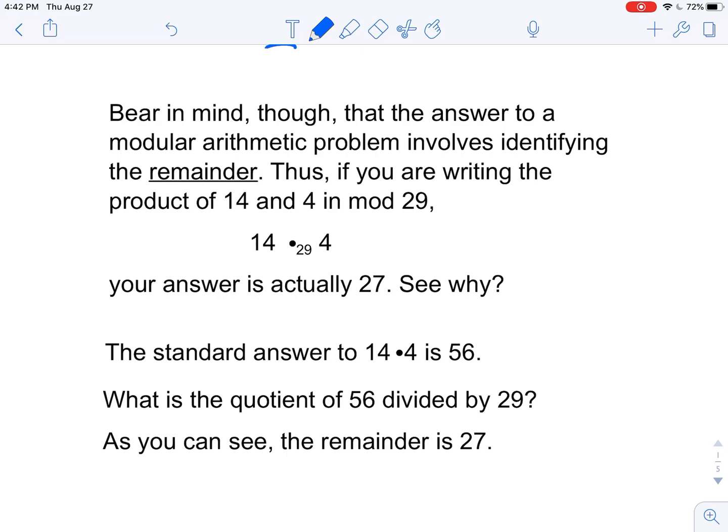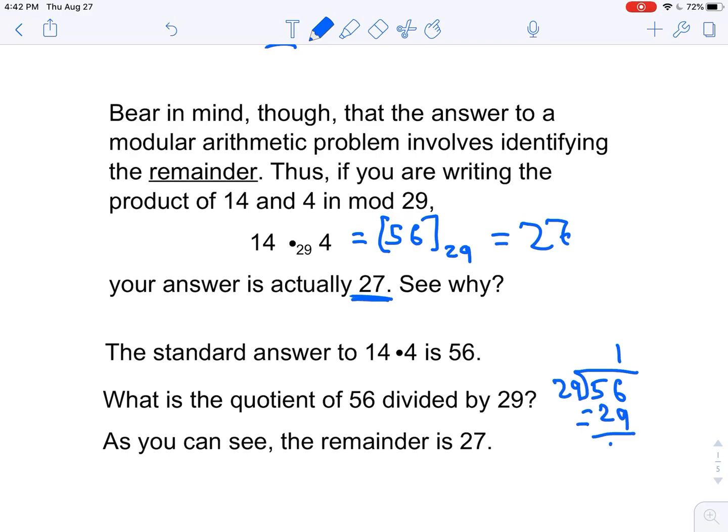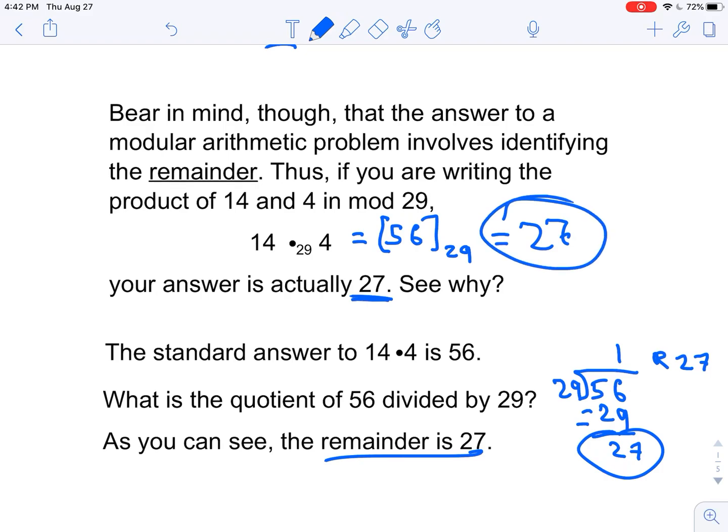So if you're writing the product of 14 and 4 in mod 29, 14 times 4, of course, is 56. Taken at mod 29, though, our answer is actually going to be 27. Hopefully you see why. If not, it's because 14 times 4 is obviously 56. The quotient of 56 when divided by 29 is 1, and that's fine. But what I'm really concerned about, of course, is the remainder. So the remainder is 27. That's why we say the answer to 14 times 4 at mod 29 is going to be 27.